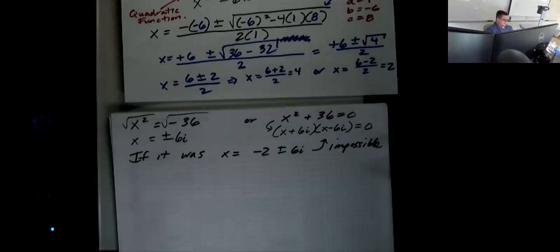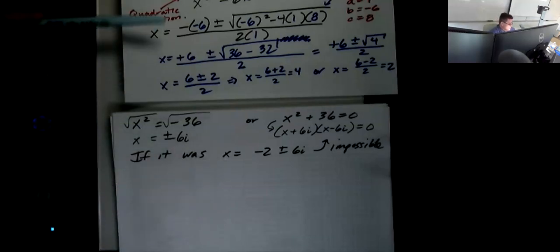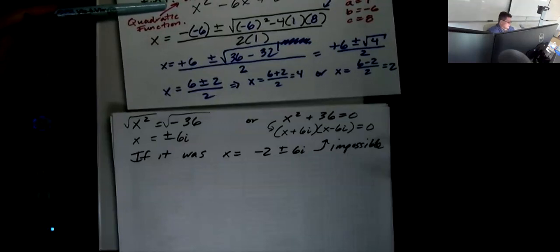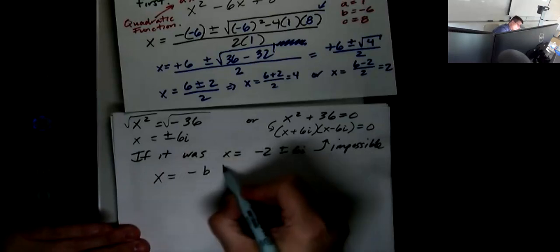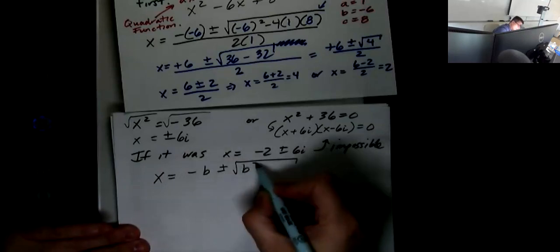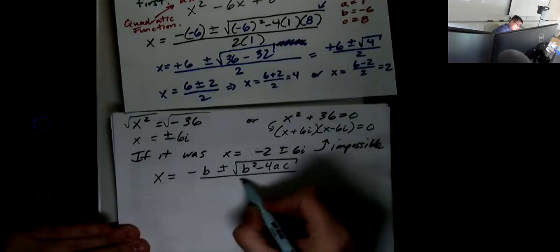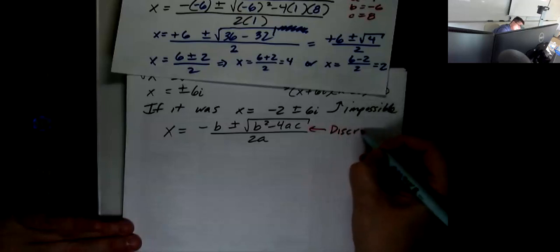The next technique we're going to do, completing the square, will give you this also. This will give you this as well. The quadratic formula will get you these answers. -b plus or minus square root of b squared minus 4ac all over 2a. B squared minus 4ac is called the discriminant. Weird word. Don't know where it came from. Discriminant.